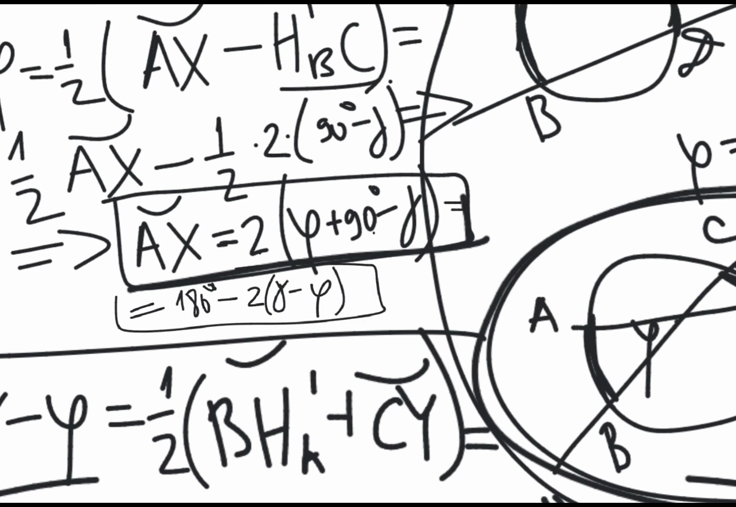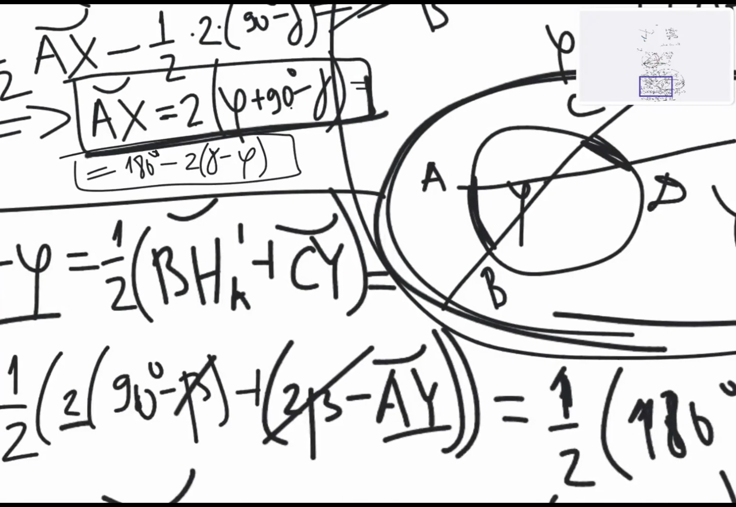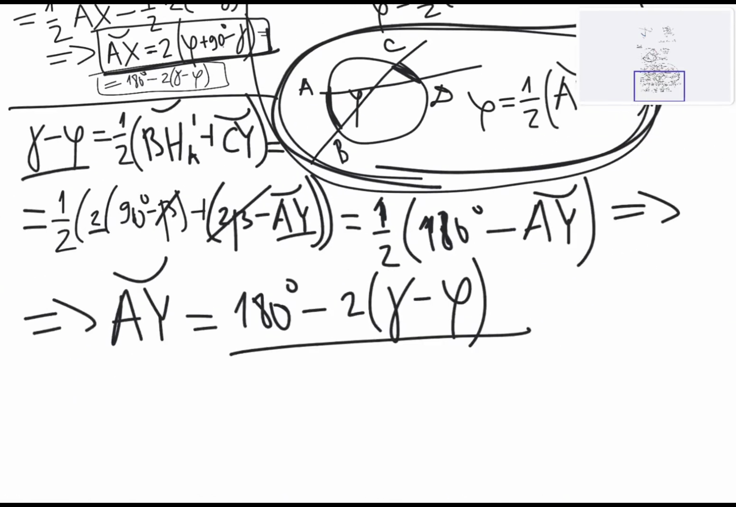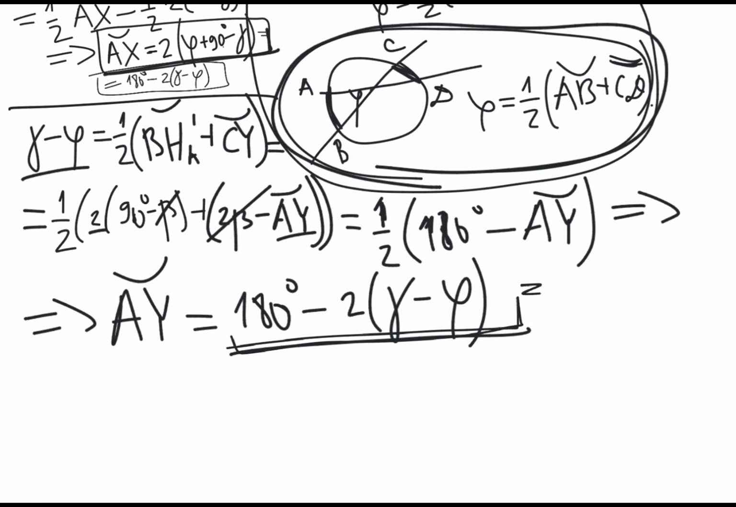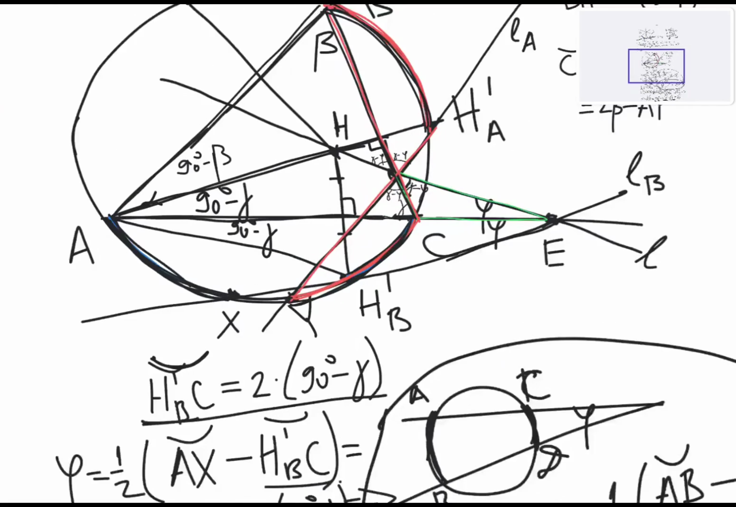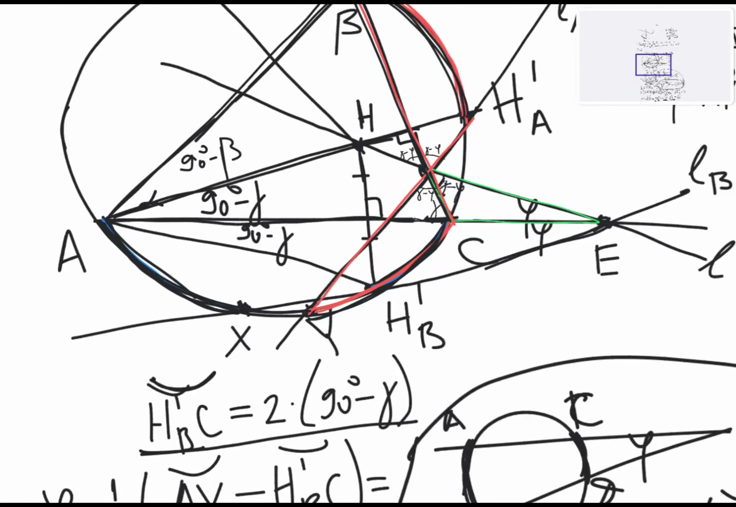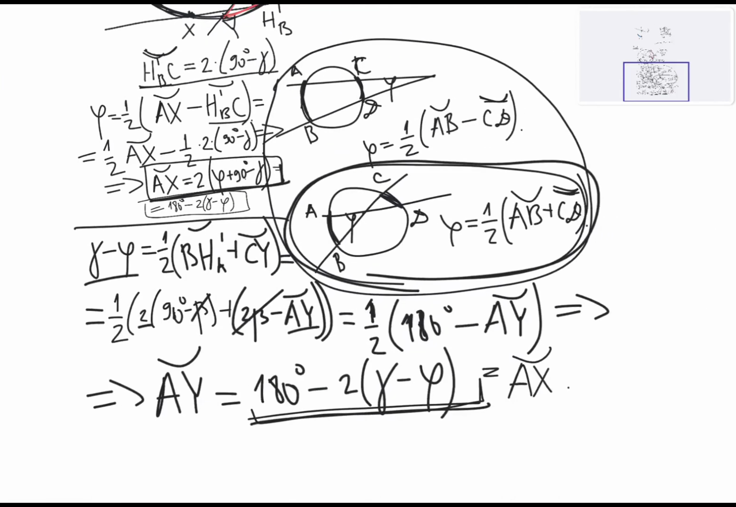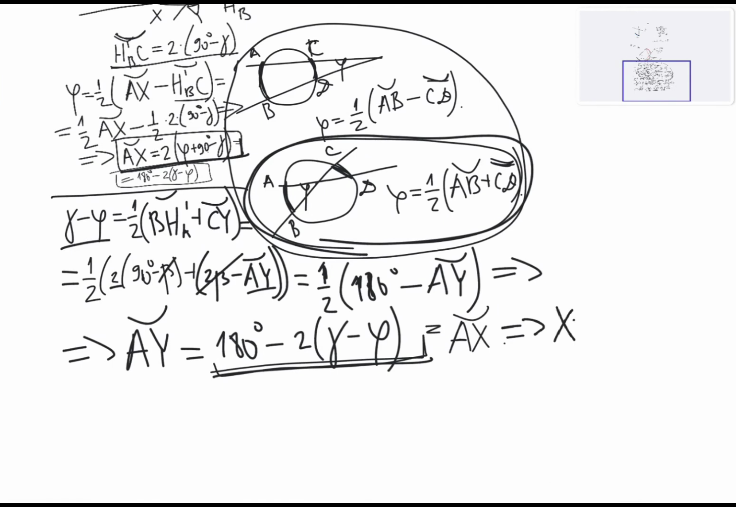So 180 minus 2 of gamma minus phi. This is exactly what we get here. So this is equal to the arc AX. The arc AY is equal exactly to the arc AX. This means that the points X and Y are the same, and these two lines, LB and LA, intersect on the circumcircle. So from this we conclude that X is equal to Y.